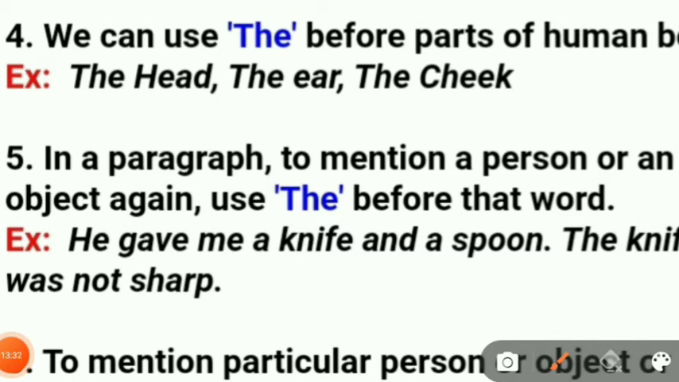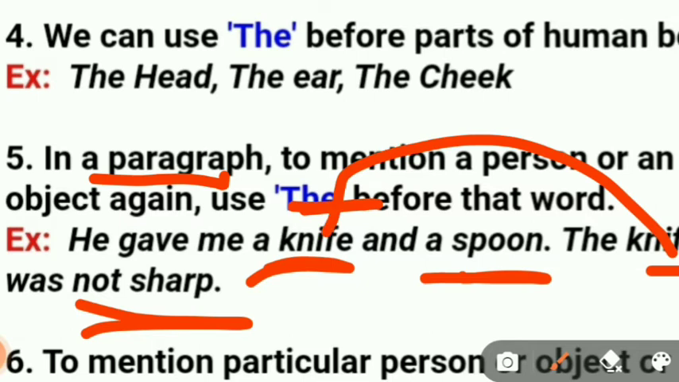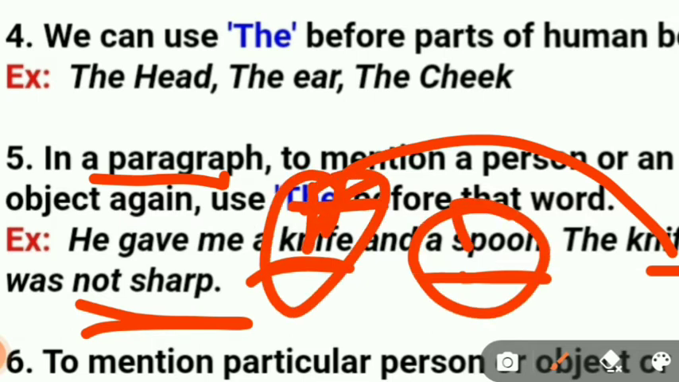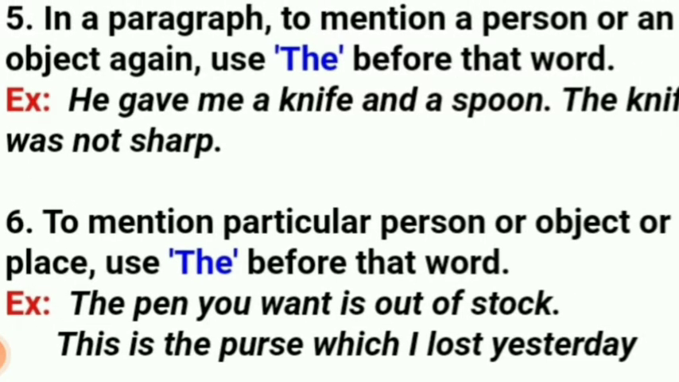Observe that in a paragraph, to mention a person or an object means to point out him or it particularly. So we use the. For example, he gave me a knife and a spoon. The knife was not sharp. We are talking only about the knife, not the spoon. So to mention a particular person, object, or place, use the before it.